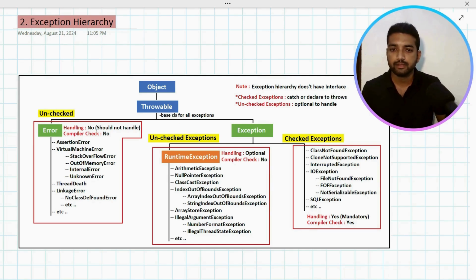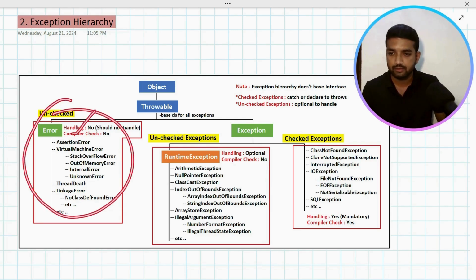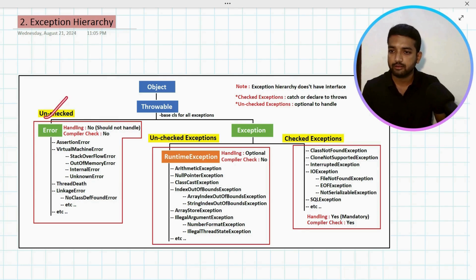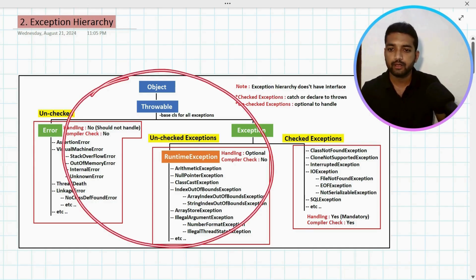The next terms are checked and unchecked. When you see these terms, you have to see them from the compiler point of view. If it is checked, the compiler will check those exceptions at compile time. When it is unchecked, the compiler will not check at compilation time. These are unchecked errors. Generally, we don't call these exceptions. These errors also will not be checked by the compiler. That is why these are unchecked. One more notice: in this exception hierarchy, there is no interface.